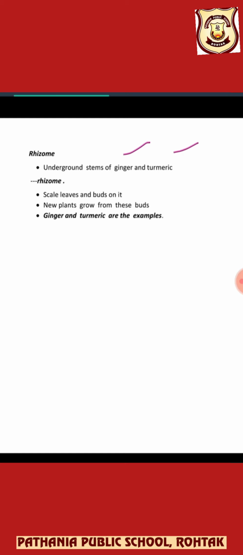And what are these? They have scale-like leaves, and buds grow on them. So new plants grow from these buds. A very good example we can write: ginger and turmeric are very good examples of it. You can see on the screen the picture that is very clearly showing this.